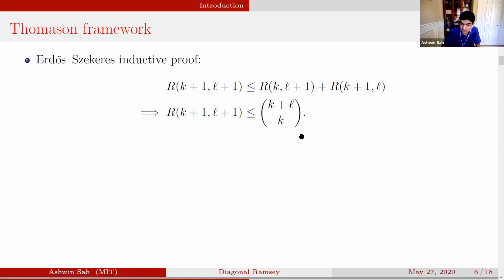So let's talk a bit about the Thomason framework of quasi-randomness and induction. The starting point is really this Erdős–Szekeres upper bound. Probably a lot of you have seen this argument, but I'll just repeat it here. They show R(k+1, L+1) is upper bounded by R(k, L+1) plus R(k+1, L). Along with some base cases, this immediately implies the desired result because binomial coefficients are nice.